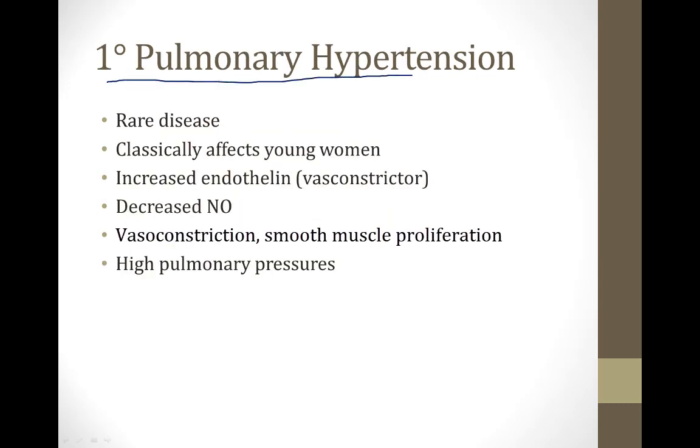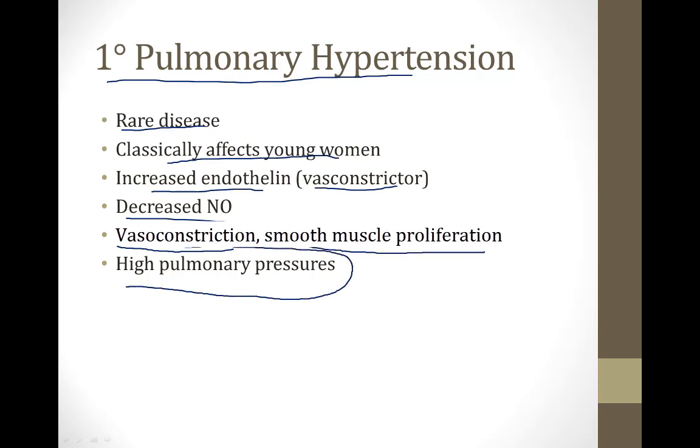Primary pulmonary hypertension is a rare disease where the pulmonary vascular resistance goes up for unclear reasons. It classically affects young women, and one thing we do know is that people with this condition have increased endothelin, which is a vasoconstrictor, and decreased levels of nitric oxide, which is a vasodilator. The result is that they get vasoconstriction of their pulmonary vasculature and they get smooth muscle proliferation, and this all leads to high pulmonary vascular resistance and high pulmonary pressures.